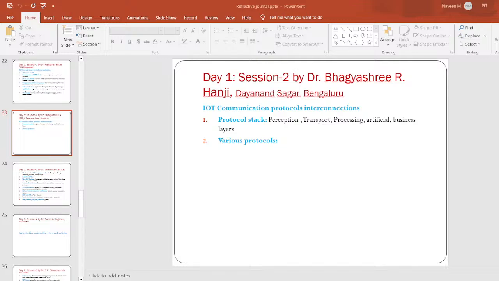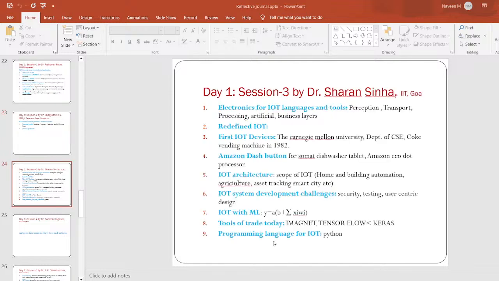Then we have session 3 by Sharad Sinha, IIT Goa. Sir talked about electronics for IoT, languages and tools. He started his talk with this. Then he redefined IoT in his own way.